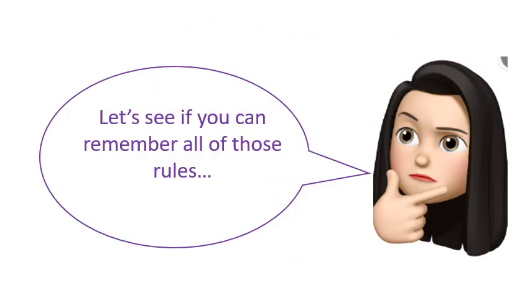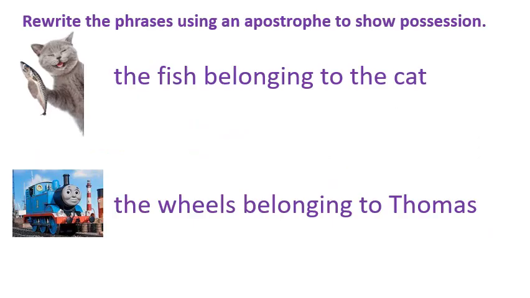Let's see if we can remember all of those rules now. Let's have a little practice. So I want you to pause the video and rewrite these phrases using apostrophes to show possession. So the fish belonging to the cat should become the cat's fish, and the wheels belonging to Thomas needs to become Thomas's wheels. You write those phrases again and put the apostrophes in the correct place.